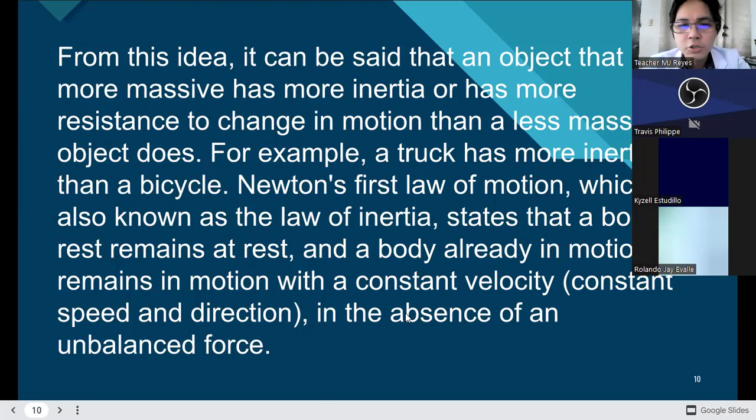Newton's first law of motion, which is also known as the law of inertia, states that a body at rest remains at rest, and a body already in motion remains in motion with constant velocity in the absence of unbalanced force.